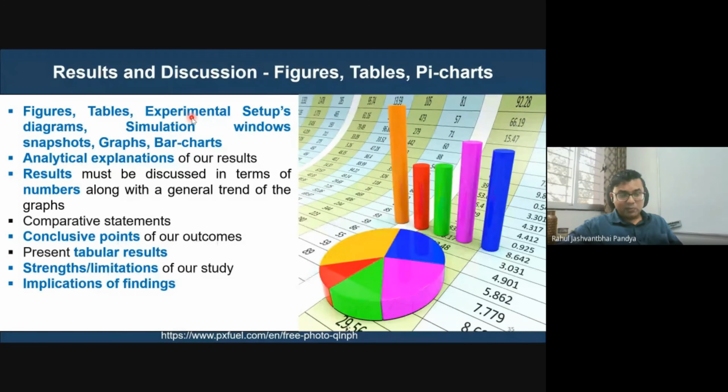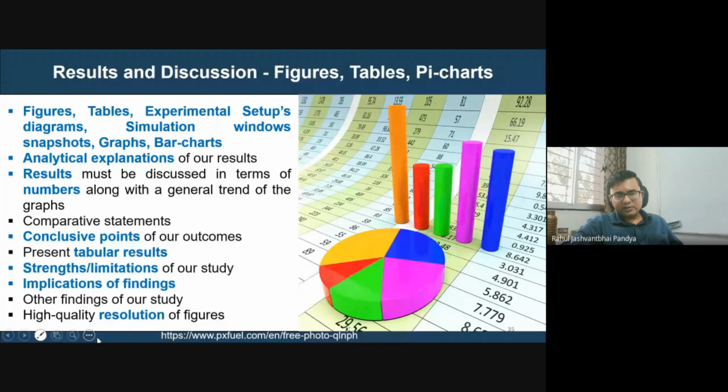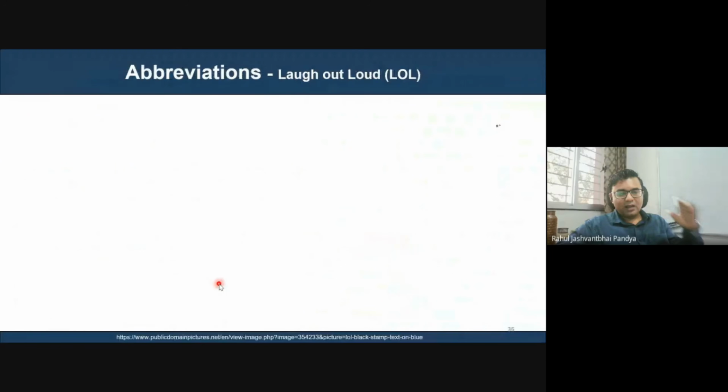If there are any implications of findings that we have to present, we can put them here. If there are any other findings which people have to know of our study, we can put them. And sometimes we do everything, but we do not put high resolution figures. That's a major trouble. So we have to maintain high resolution figures. We have to maintain the aspect ratio tight. All these things can give the article a next level, and it goes through very nicely.